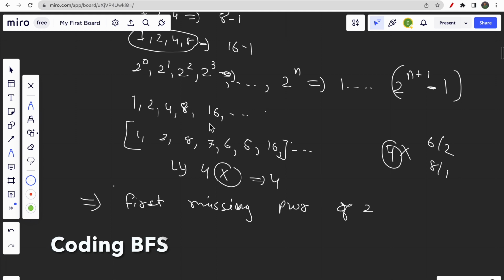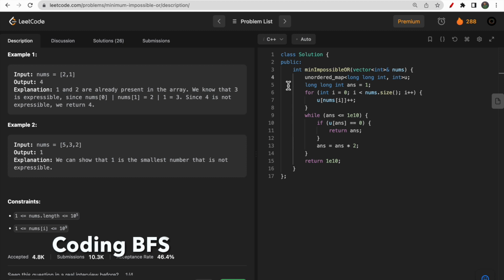And now coding for this is simple. What we need to do is just check if the power of 2 is present in the nums array or not. So I first took one unordered map u, and I checked for all the powers. Initially the answer is 1, so you can take this as a power of 2. 2 power 0 is 1, so I started with 1 and I keep on multiplying by 2. And whenever I first encounter any power of 2 that is not present, so its frequency is 0 in this nums array, I simply return that, correct? Simple as that.